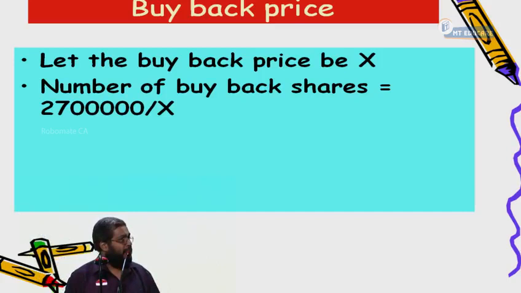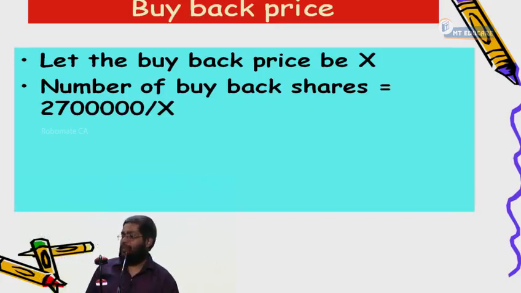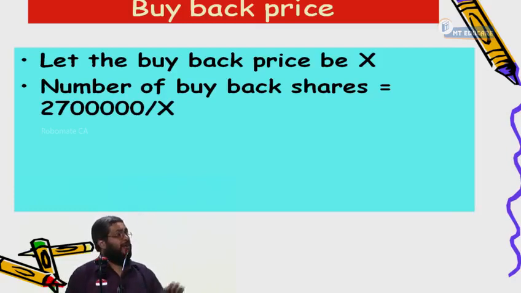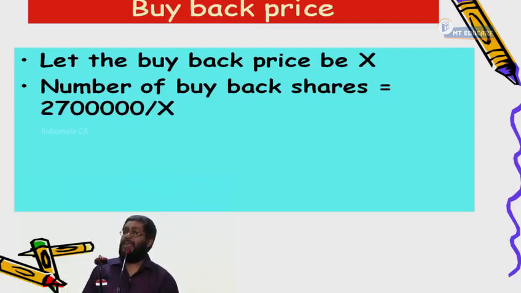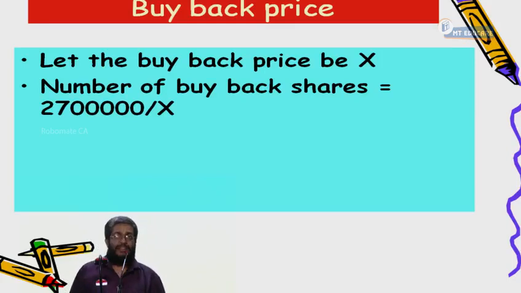Suppose I am going to buy back at 100 rupees. How many shares shall I be buying back? 27 lakhs divided by 100. So let the buyback share price be X. Now how many shares should be bought back? 27 lakhs divided by X. Are you following? So write down: number of buyback shares is equal to 27 lakhs divided by X.